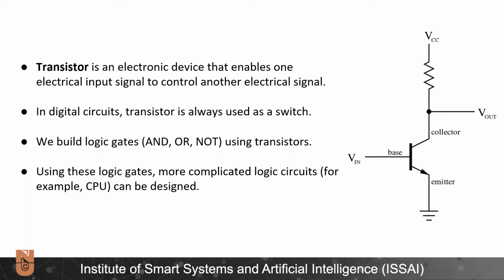If you ever have wondered what a transistor is, a transistor is an electronic device that enables one electrical input signal to control another electrical input signal. Basically, it can be understood as a switch. Using these switches, we can build the logic gates. For example, the central processing unit of a computer consists of millions of these logic gates.